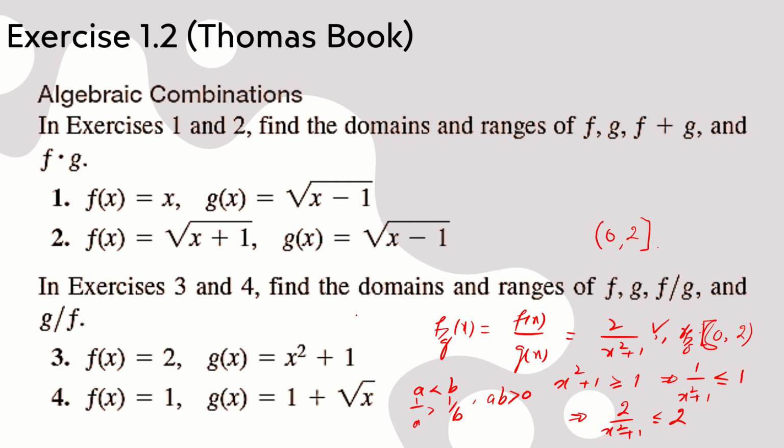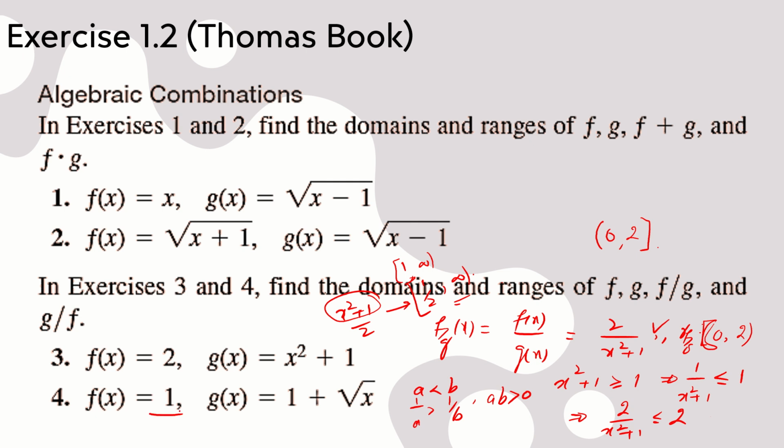In a similar way, we can find the range of g by f as well, that is x square plus 1 divided by 2. Now you know the range of x square plus 1 was found earlier, that was starting from 1 and going to infinity, but now we are dividing that by 2 as well, so this range becomes 1 by 2 to infinity.